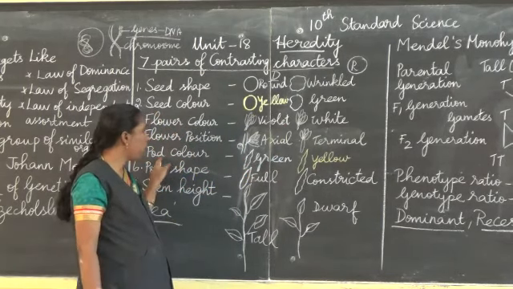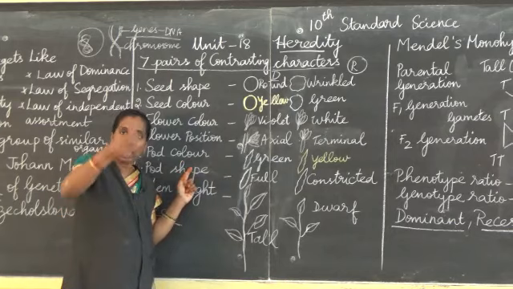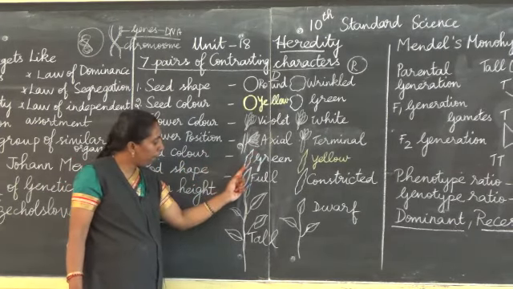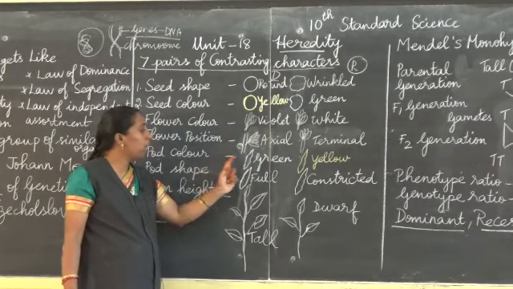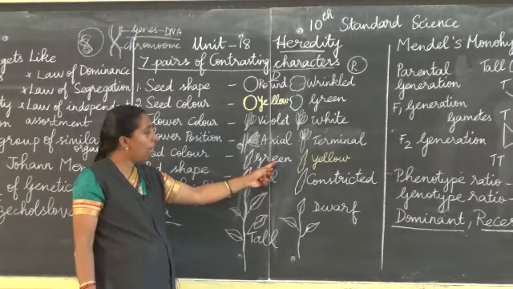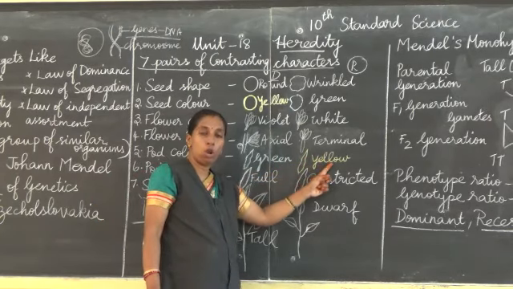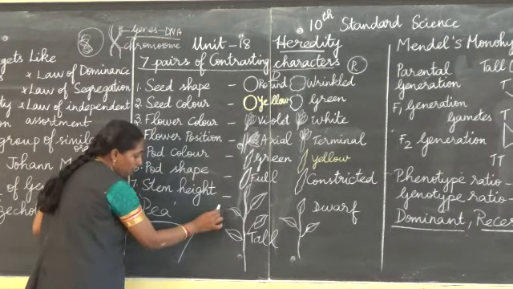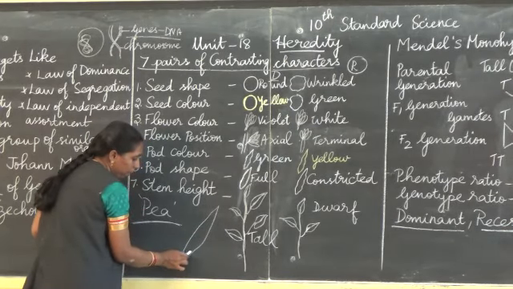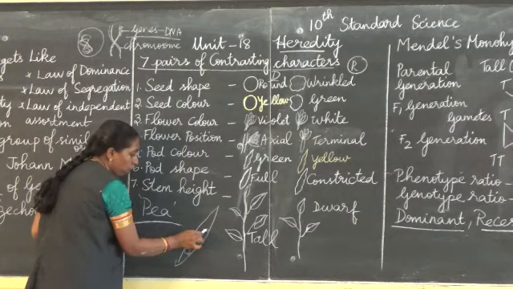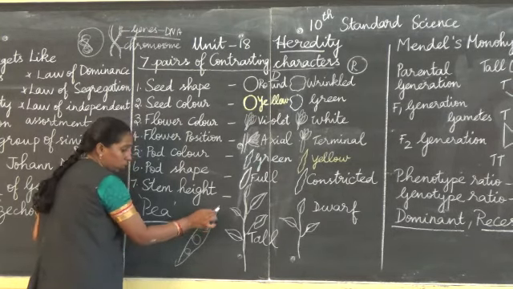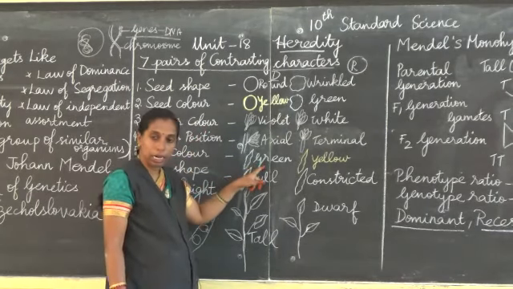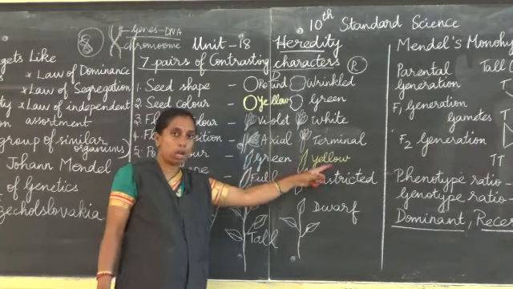Then the pod color. The green peas that we have seen, that is the full green pea color. Pod means where we get the seeds of green peas. So this is the pod structure. Pod color, the dominant one is green and the recessive one is yellow.